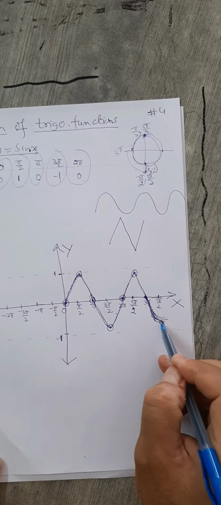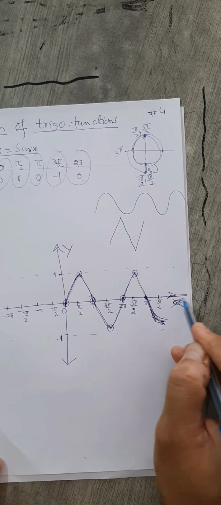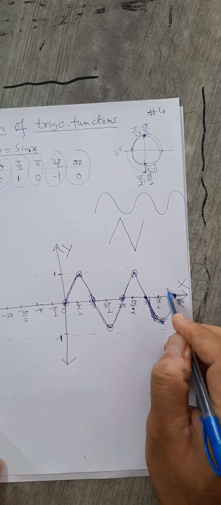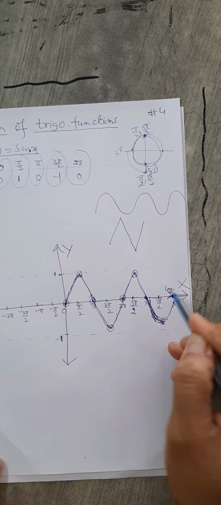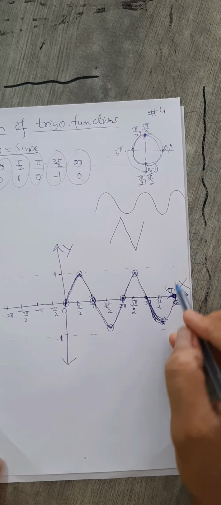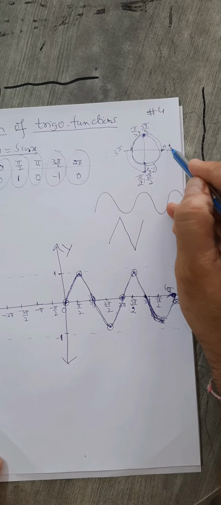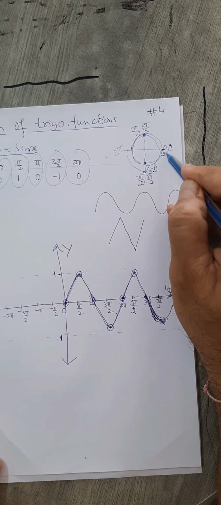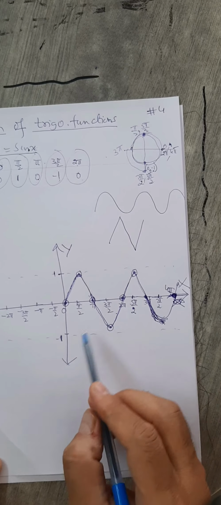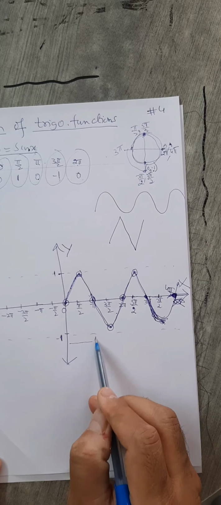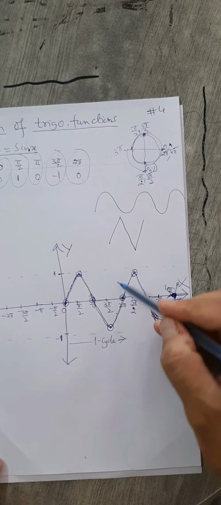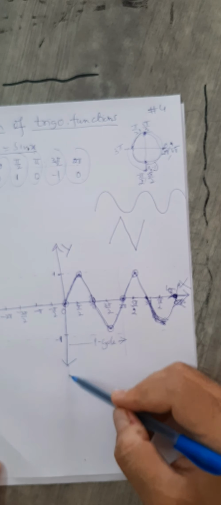Minus 1, remember. And if I complete the second rotation here, this becomes 4 pi, where the value is 0. Yes, 4 pi after the second rotation. So initially 0, then 2 pi, and then 4 pi. So now this is 4 pi and so on. Up to 2 pi, this is called one cycle of the sine function.